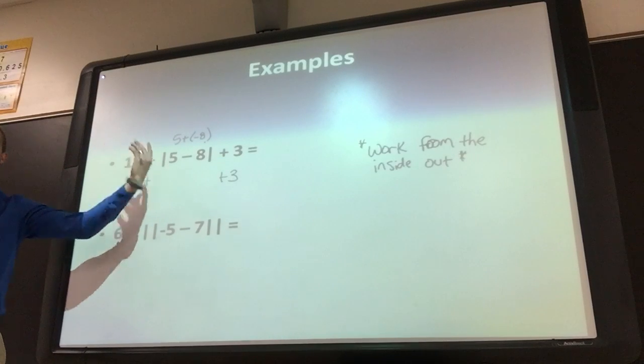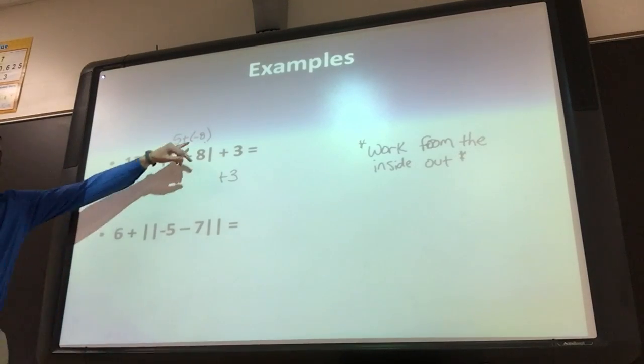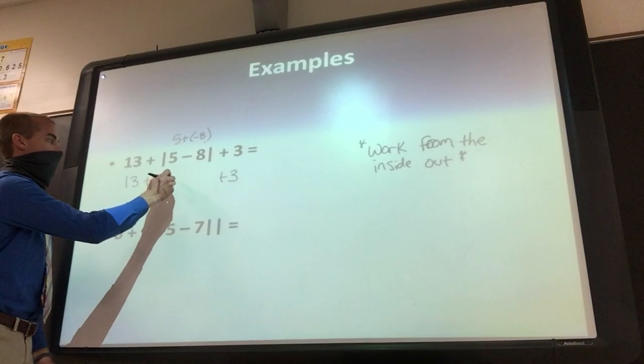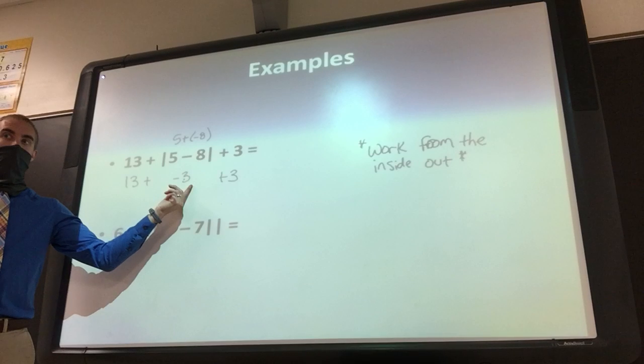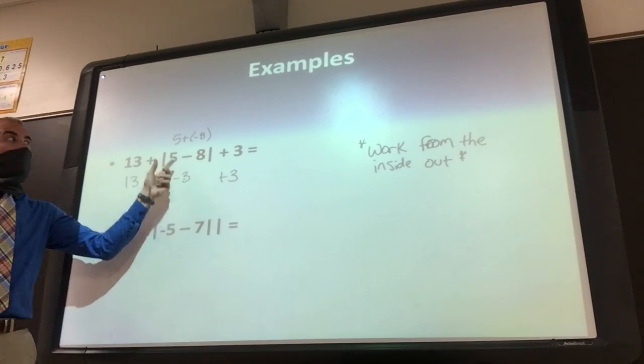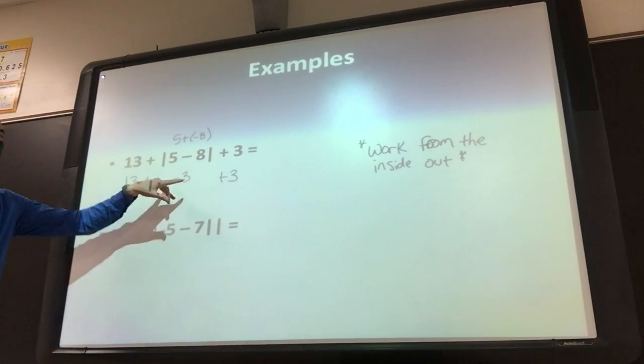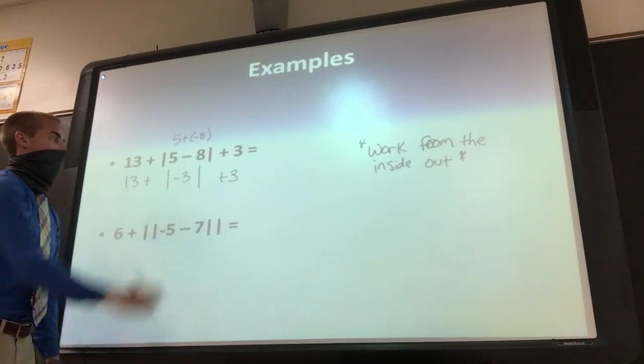Subtract them. 8 minus 5 is 3. 8 is bigger, and 8 is negative, so it's going to be negative 3. Have we taken the absolute value yet? What's the only thing that we've done so far? Subtracted. So, do we still need the absolute value bars? Have we taken the absolute value? We have not yet. We've only subtracted. We just did 5 minus 8. So we still need the bars around negative 3.